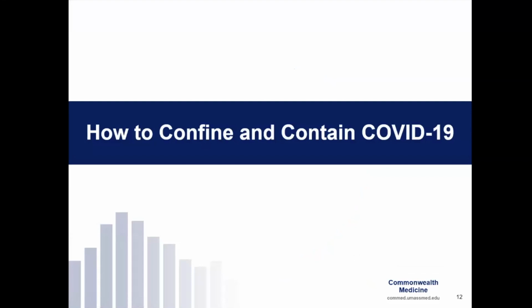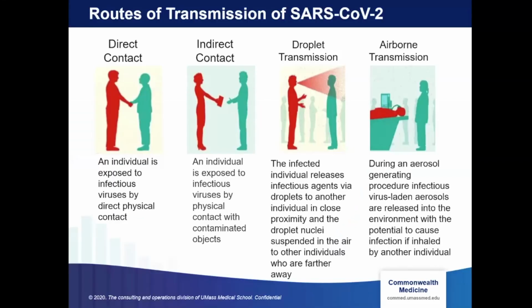It's important in infection control, the terms confine and contain. We even use that with fire safety. We want to make sure that we prevent COVID-19, the disease caused by the virus called SARS-CoV-2, from getting around and moving around the environment. So let's first look at how transmission occurs.